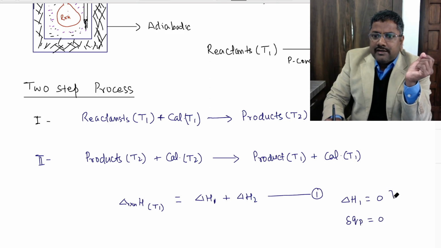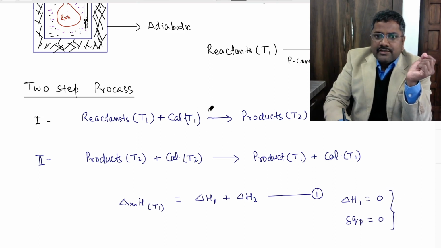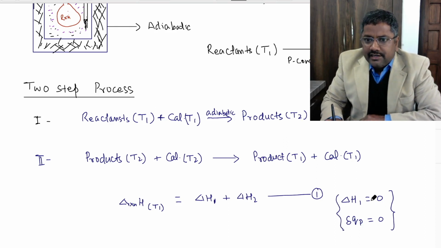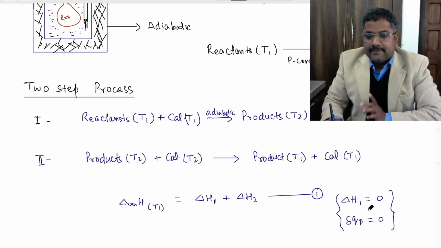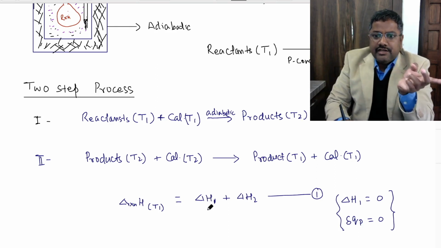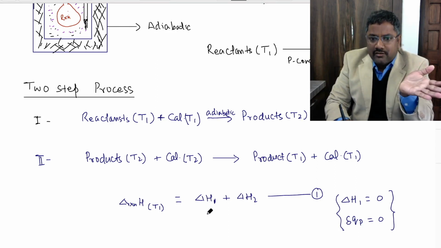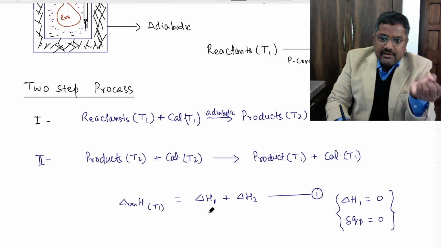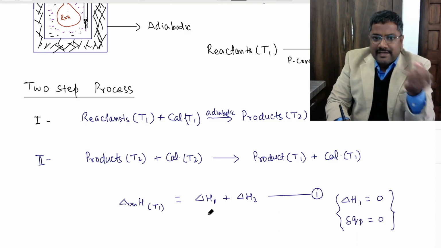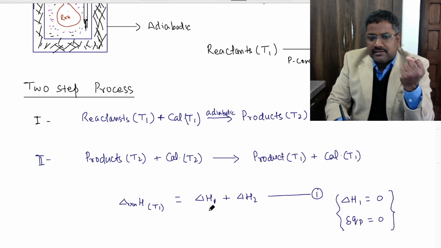This is an adiabatic process. So the first step is adiabatic here, right? So that's why this delta H1 is 0. This is very important. Delta H1 is 0 because there is no heat change between system and surrounding. Whatsoever process is happening, that is only inside the system.